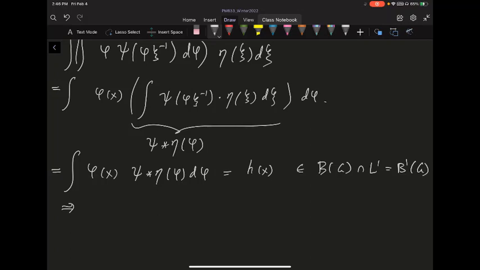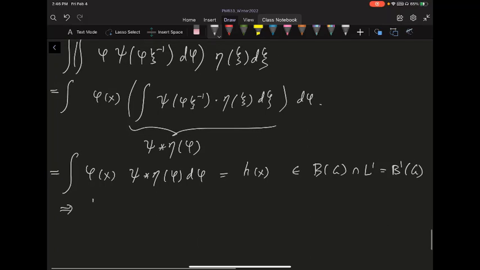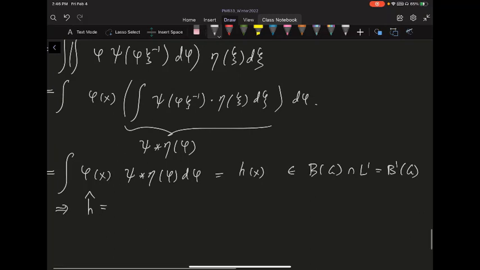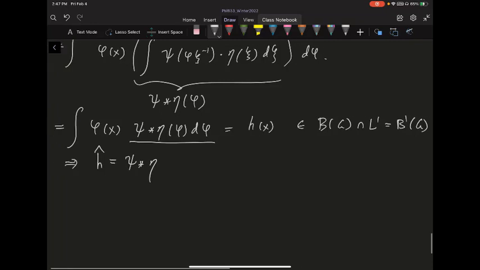And now because it's inside B1, I can apply the Fourier transform. And this h hat, or the inverse Fourier transform, basically tells you h hat is where it came from. So this is essentially just the Fourier transform. So psi convolved with eta is just the h hat.